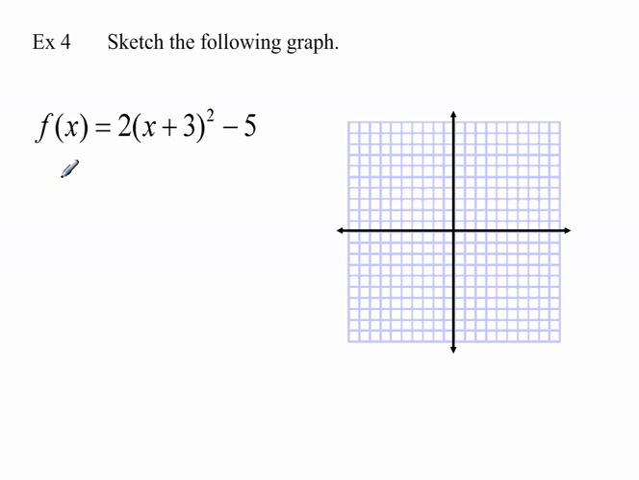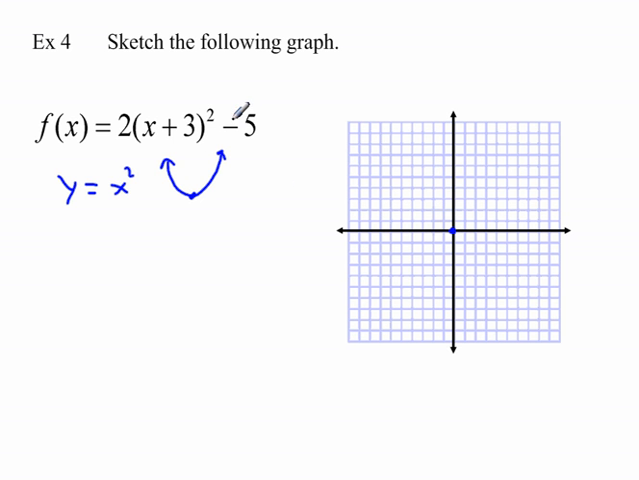So our parent function would be this, y equals x squared. Y equals x squared we know is a parabola with vertex at the origin. So our graph is going to be based on this. So I'm just going to put a point here at the origin. There's my reference point for this parabola. Let's see what these transformations do.